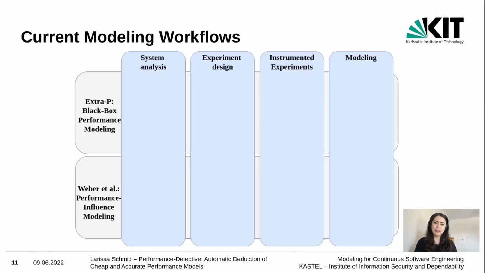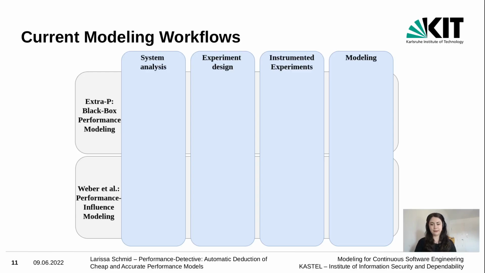So there are existing workflows to tackle this problem, and I would like to introduce two of them to you, which is Extra-P and also a performance influence modeling workflow presented by Weber et al. And usually they consist of a 4-step process, where in the first step the system is analyzed and parameters to be modeled are picked out. In the second step, it's decided about an experiment design, so which points we should measure to create the performance model from. In the third step, the experiments are actually executed, and in the last step, the models are generated from the measurements.